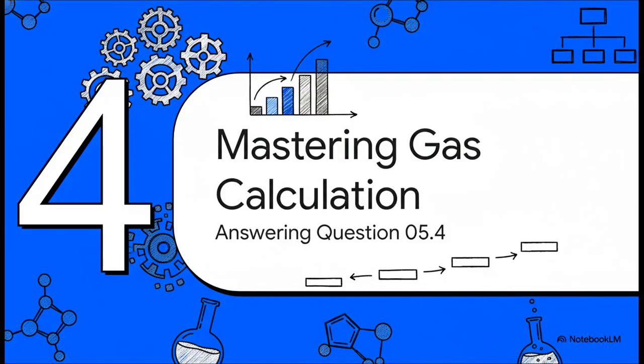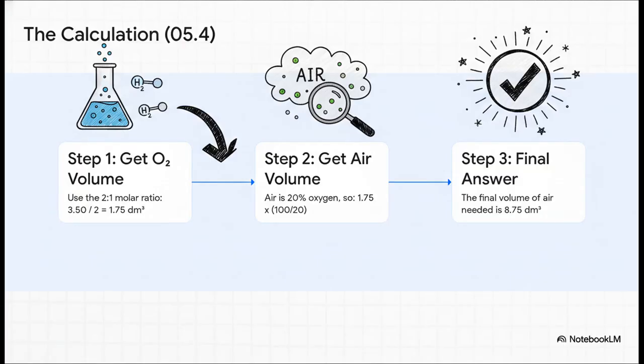Okay, time for the part that sometimes makes people a bit nervous, the calculation. But honestly, don't panic. These questions are always designed to be broken down into simple, logical little steps. See, a 3-mark calculation is really just 3 small steps, and you get 1 mark for each. Step 1. You use the 2-to-1 ratio from the chemical equation to figure out the volume of oxygen you need. That's 1.75 decimeter cubed.